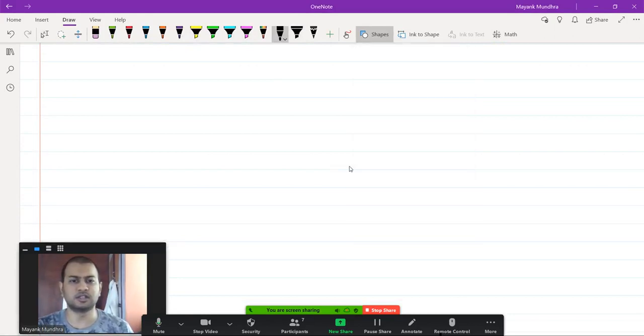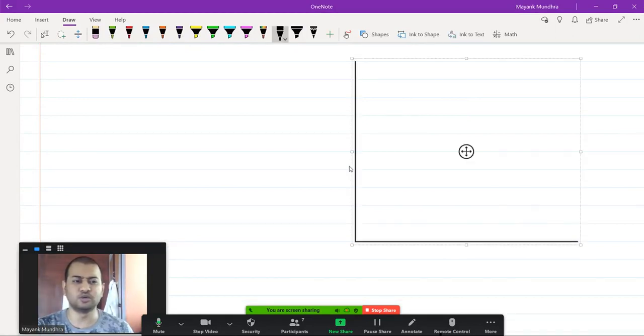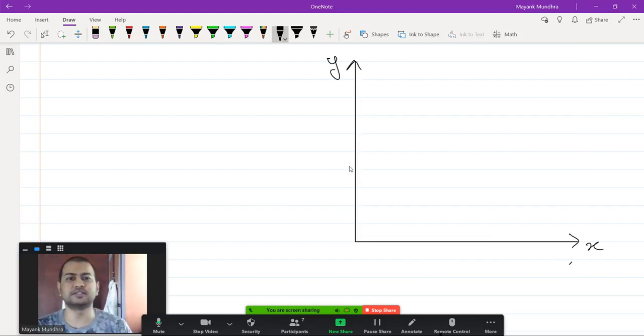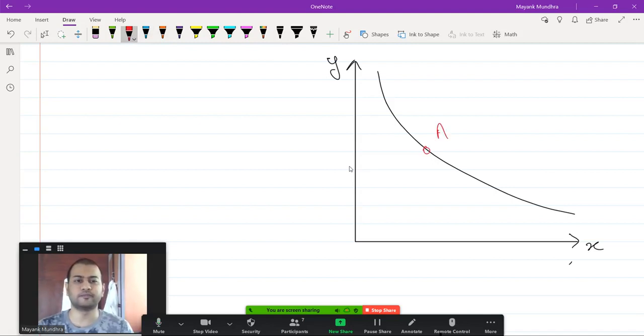Let's assume a consumer who is consuming two goods, X and Y. And let's say this is his indifference curve. Now suppose he was consuming at point A. Now this agent's friend comes to him and says he is in dire need of some delta Y amount of good Y. So he is asking this agent to please part with delta Y amount of good Y.